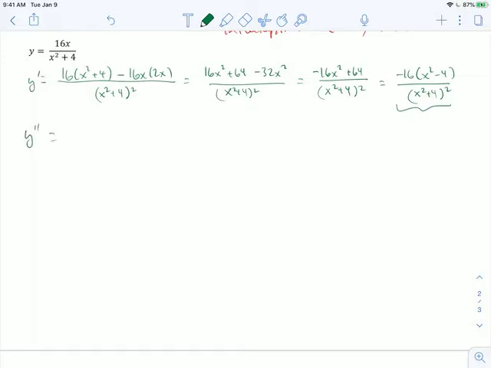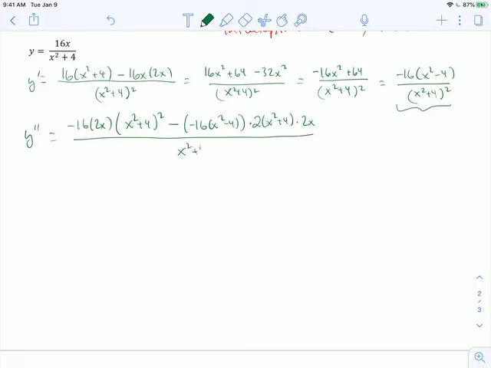And so it's the derivative of the top, so it's going to be minus 16 times 2x, times the bottom, minus the top times the derivative of the bottom. And I get to use the chain rule to calculate the derivative of the bottom. That's going to be 2 times what's inside times the derivative of what's inside. And if I square x squared plus 4, quantity squared, I'm going to get x squared plus 4 to the 4th power.